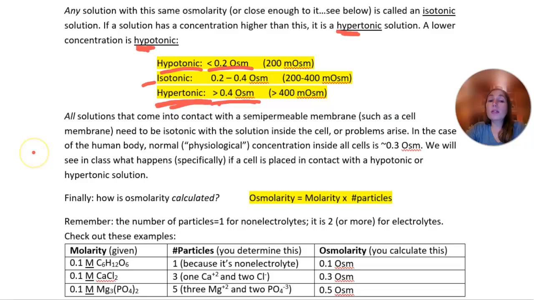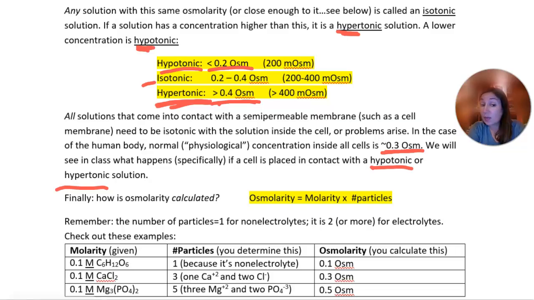Okay, so all solutions that come into contact with a semi-permeable membrane, such as a cell membrane, need to be isotonic with the solution inside the cell or problems arise. In the case of the human body, normal physiological concentration in all cells is about 0.3 osmoles. We will see in class what happens specifically if a cell is placed in contact with hypotonic or hypertonic solution.